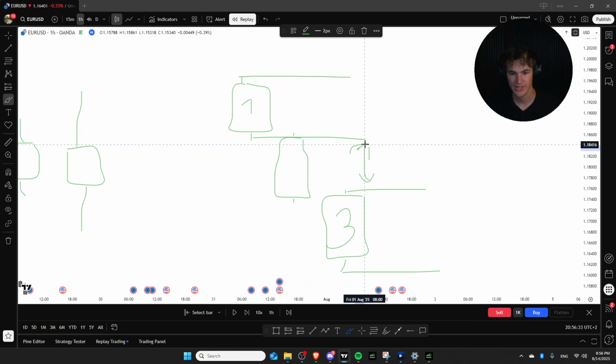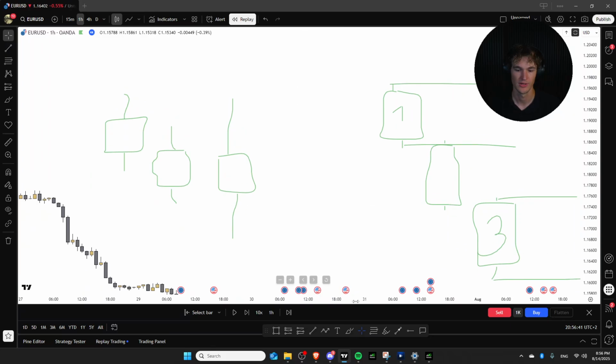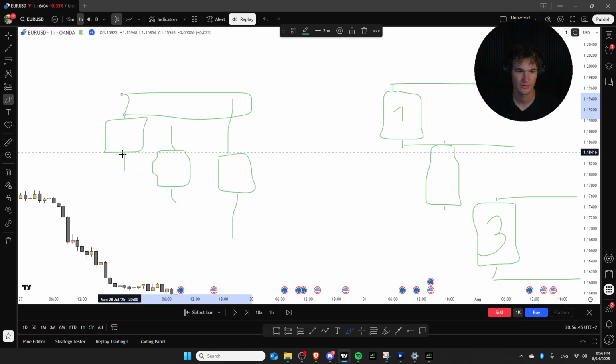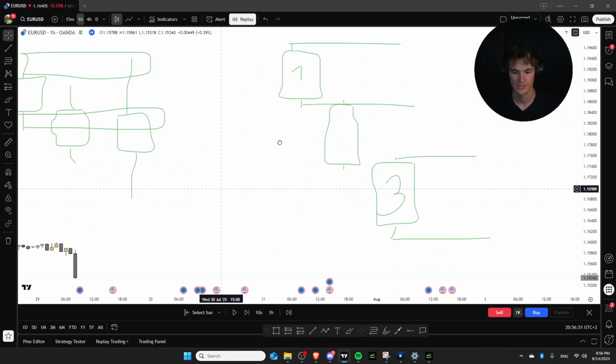So that right there, that spot in between is what we call an imbalance. It's a gap within the price, basically. It's something that we cannot fill. Once again, if we go back over here, this is able to touch the wick of the third candle, and this right here is not.